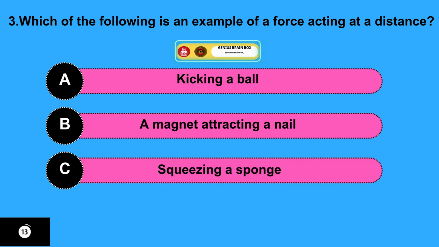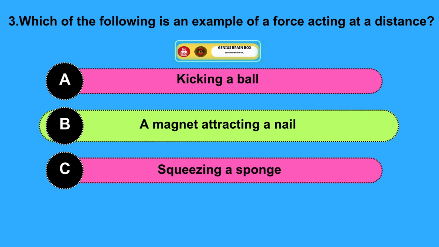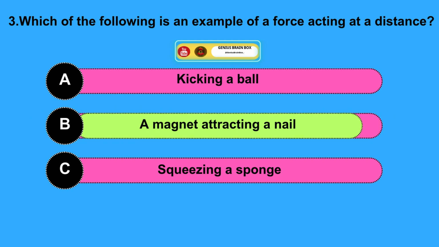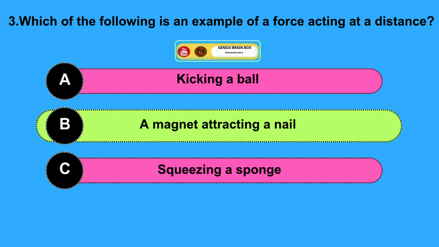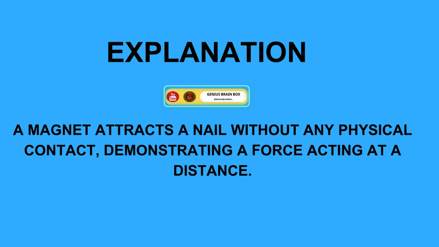Option A. Kicking a ball. Option B. A magnet attracting a nail. Option C. Squeezing a sponge. Correct answer is B. Explanation is a magnet attracts a nail without any physical contact, demonstrating a force acting at a distance.